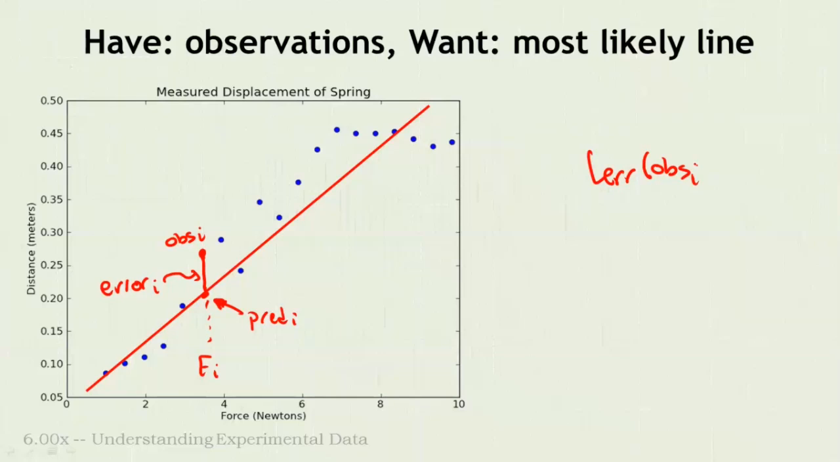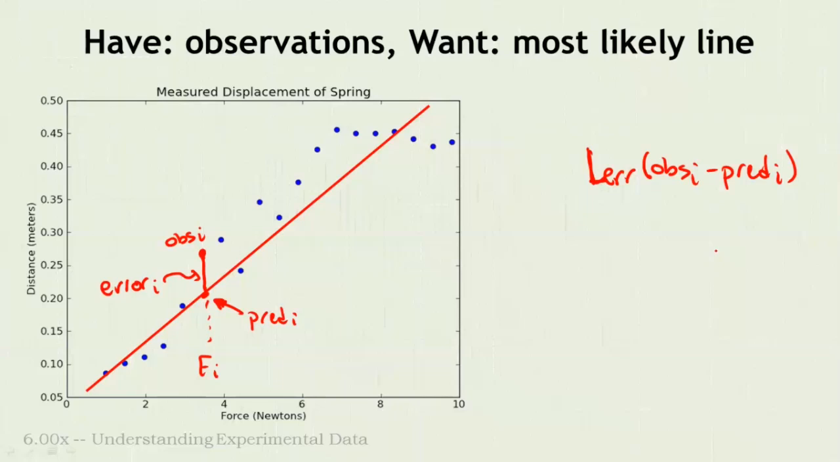So we take the ith observation and we compute the error by subtracting off the ith prediction. And so this is the likelihood here of such an error occurring. And the likelihood gets bigger the smaller the error is. And we saw on the previous slide that small errors are much more likely than large errors.